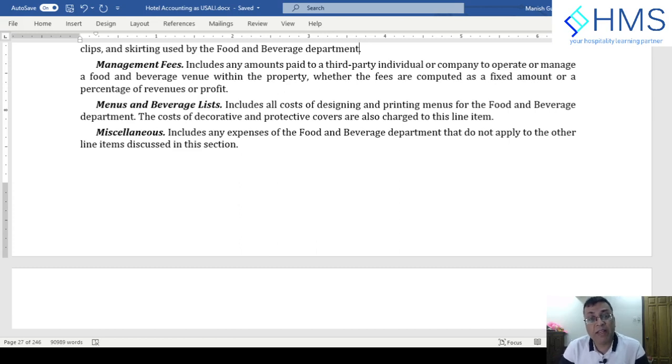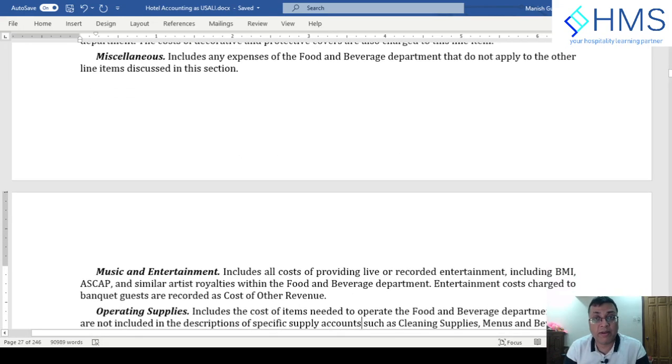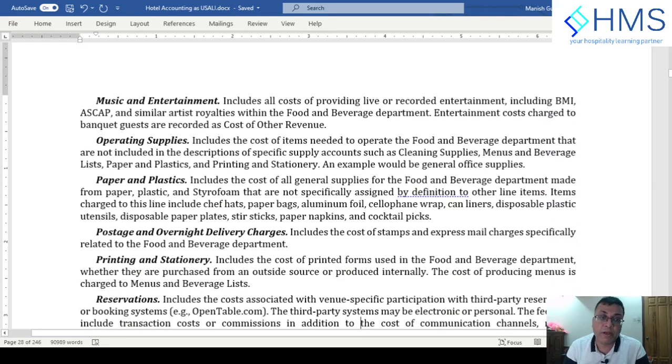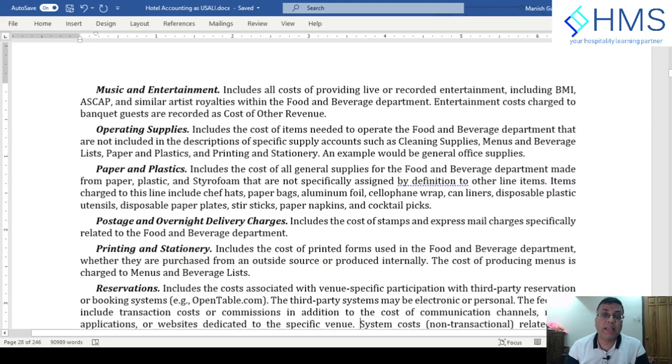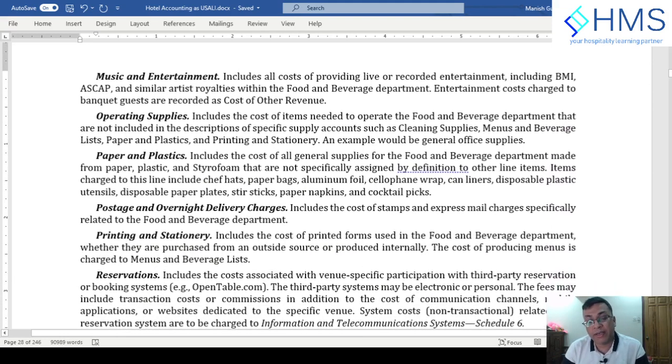Then you have miscellaneous, any other item which does not belong to any specific line that we are going to discuss will go there. Then you have music and entertainment. Usually the hotels and restaurants have music. It can be live music, piped in music, recorded music, or any other music for which you may have to pay royalty to a third company. That cost will be charged to this line item, music and entertainment.